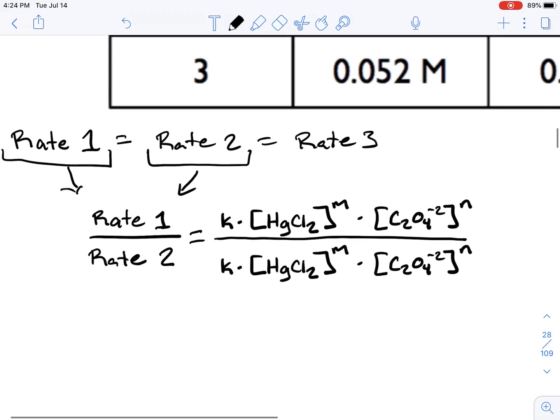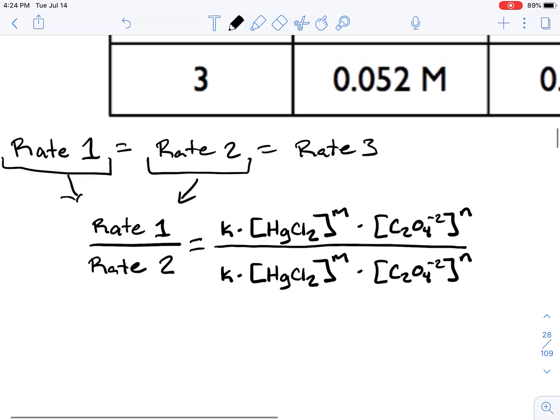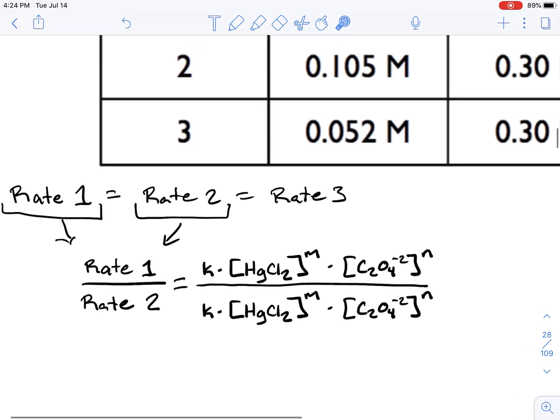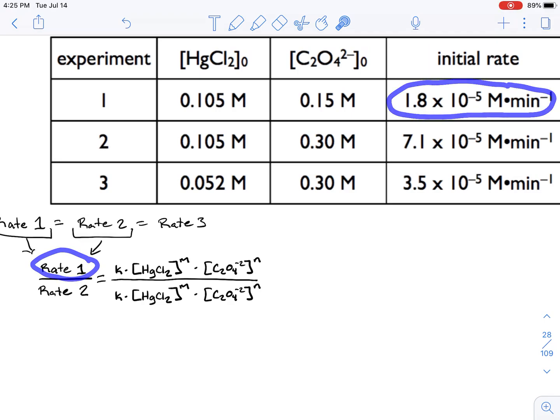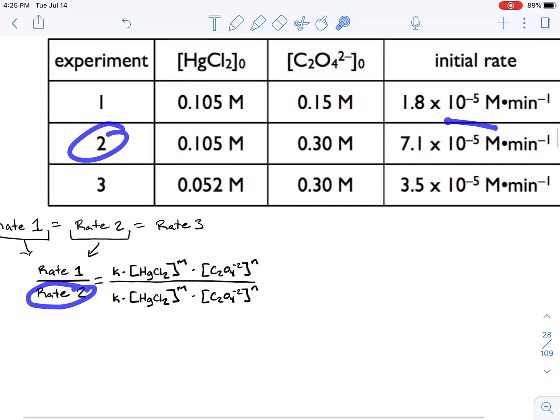All right. So now that we have this ratio between the initial rate of reaction and that of the rate law, we can start putting numbers in. Okay. And so once we have this equation set up, we're going to put in the initial rate of 1 as 1.8 times 10 to the negative 5 molar per minute. And the rate of 2 from experiment 2 is going to be 7.1 times 10 to the negative 5 molarity per minute.